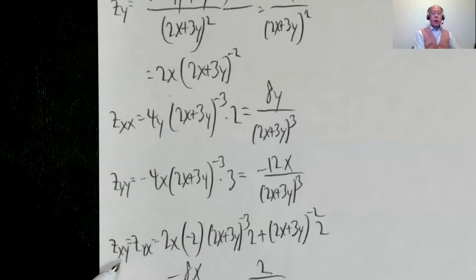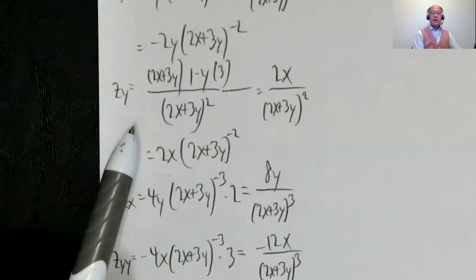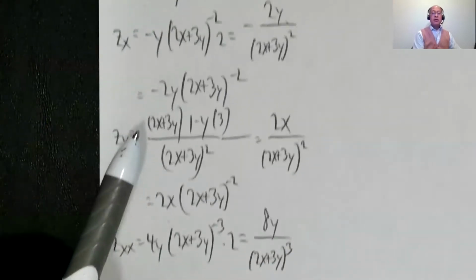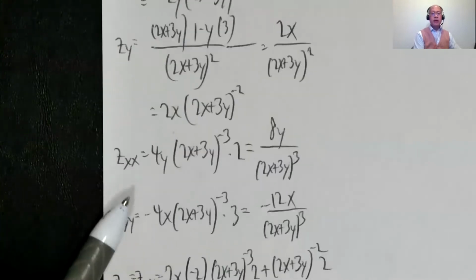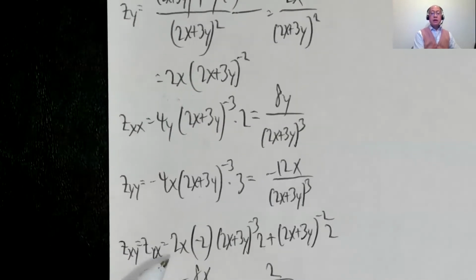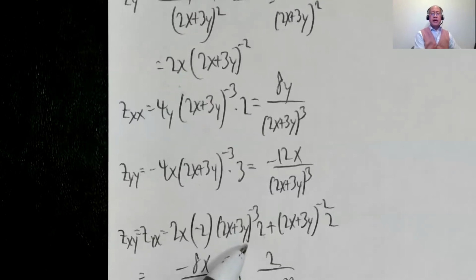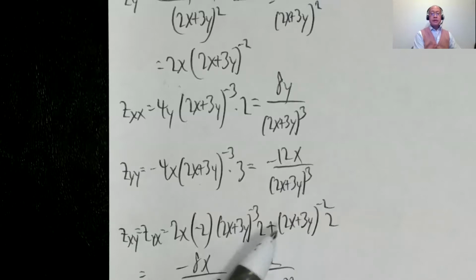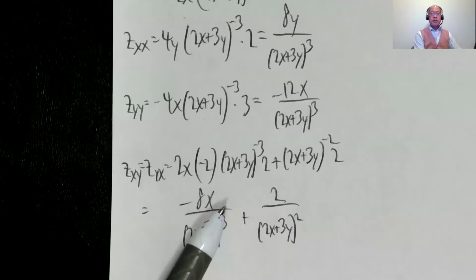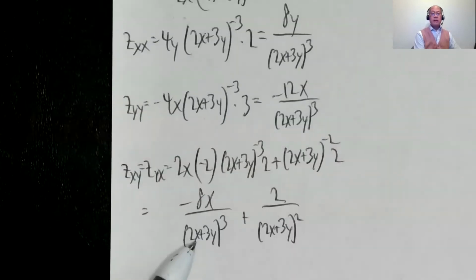And then z sub xy or z sub yx, you can either take this thing and differentiate with respect to x, or take this thing and differentiate with respect to y. Either way would work. Okay, so looks like you end up with 2x times negative 2, 2x plus 3y to the negative third, times 2, derivative of the inside with respect to x, plus 2x plus 3y to the negative 2 times 2. So a little bit of touch up, negative 8x over 2x plus 3y cubed, plus 2 over 2x plus 3y squared. And you may leave it like that.